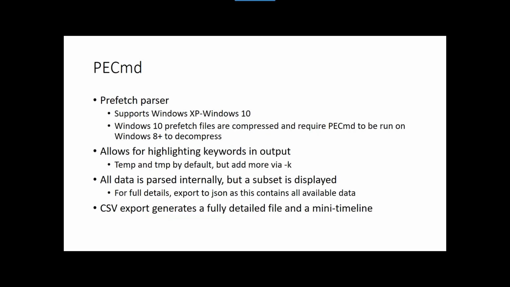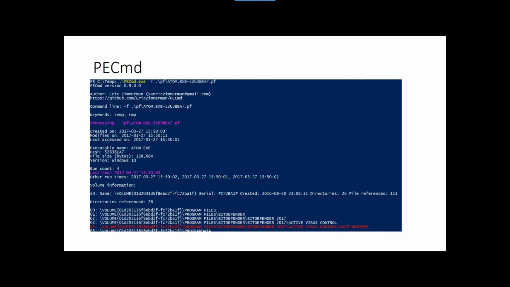This one is also a little bit different, and when you use the CSV export, you don't just get one file, you get two. So you get the normal kind of, hey, here's everything about your prefetch type thing, and then you also get a mini timeline. We'll look at that here once we look at what a typical run might look like. Here you see we're just passing in at the top a -F to our prefetch file. If I wanted to run an entire directory, I would use -D, and that's pretty consistent across the tools.